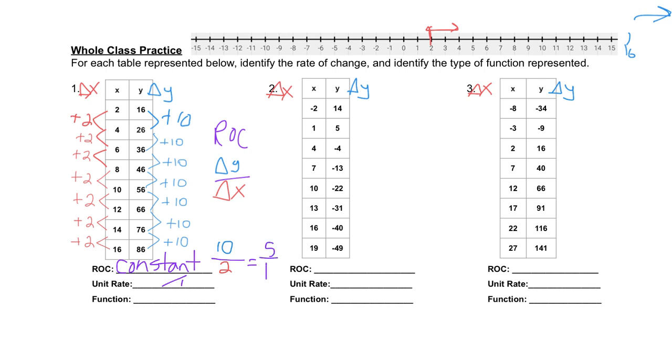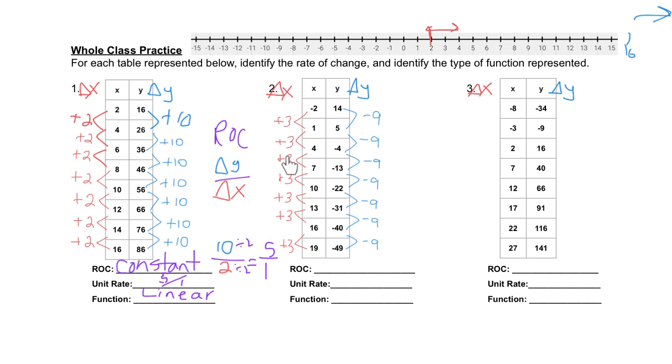How can it reduce to 5 over 1? Well, it's because 10 divided by 2 is 5 and 2 divided by 2 is 1. So that can be reduced, and our unit rate is then 5 over 1. And then if we have a constant rate of change, then we know our function is linear. So what I want you to do right now is to do your change in x and change in y for example 2.